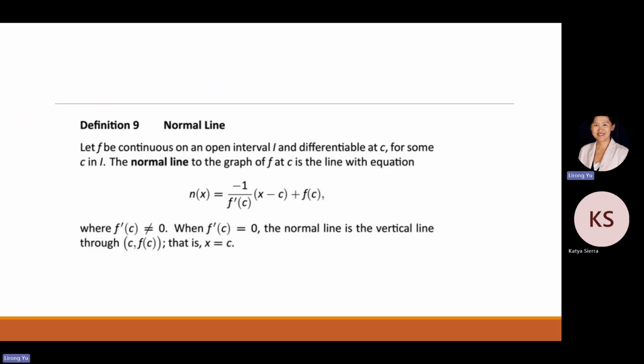This is really a point-slope formula. The point is there, it's in the equation. The slope is also indicated by the formula. Of course, this is a hypothetical equation for the normal line, but when you actually calculate it, all of them are supposed to be numbers. That's the number for the slope, that's the number for the point. c is the x value, f of c is the y value. All right, any questions so far?